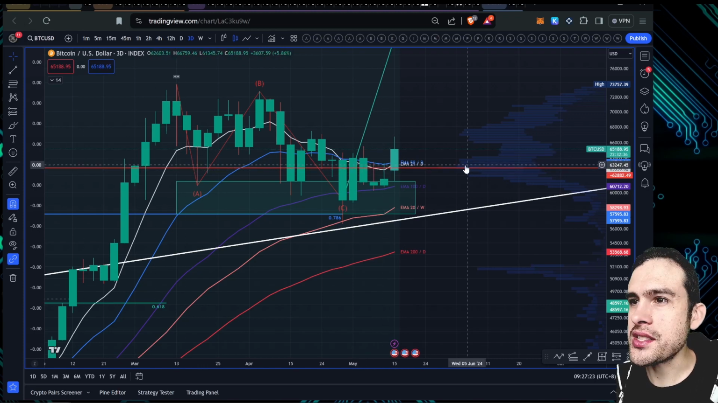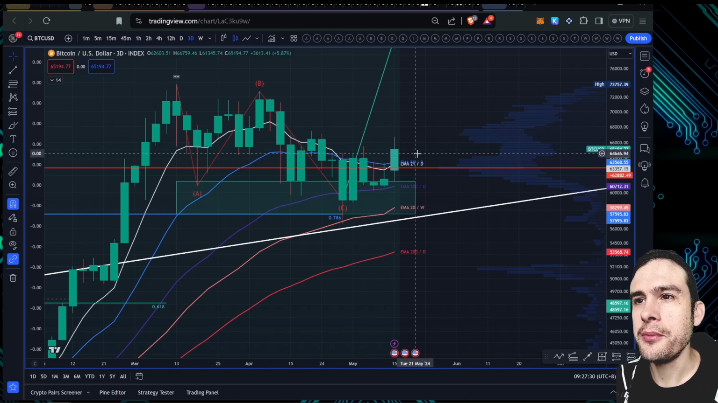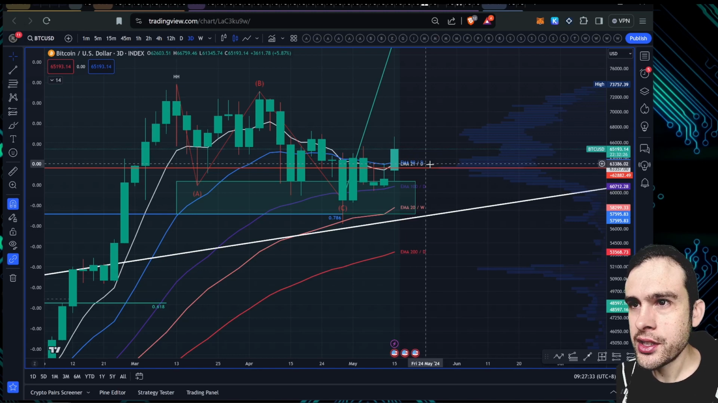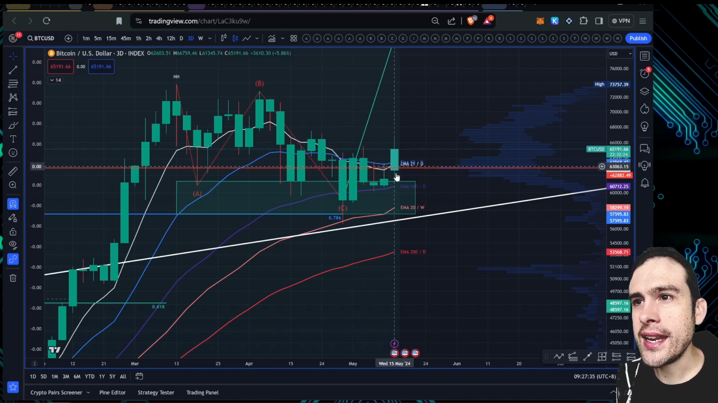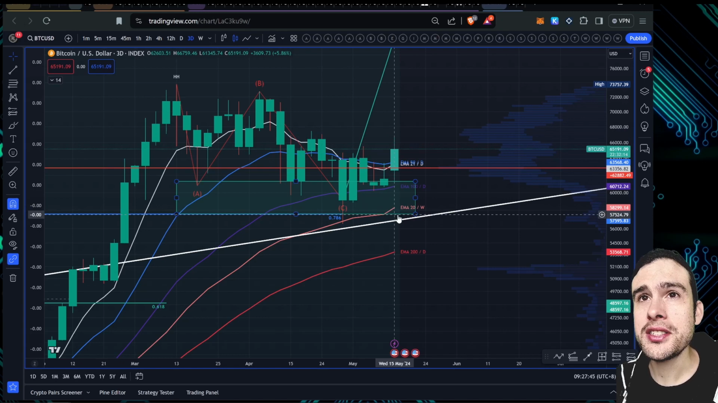And what happens with these high volume nodes is, if you get clearance and you're able to close some significant candles above them, that turns into a support. So this was resistance before, and now it has become a support, or it will become a support with a few more daily candle closes up in this region above the moving averages. So that's pretty bullish.